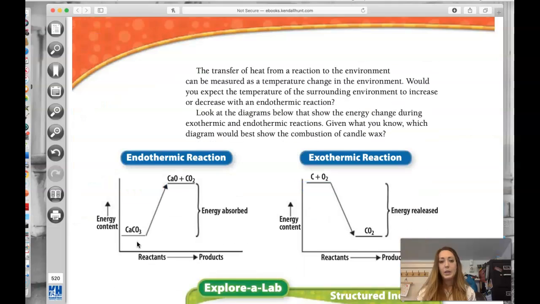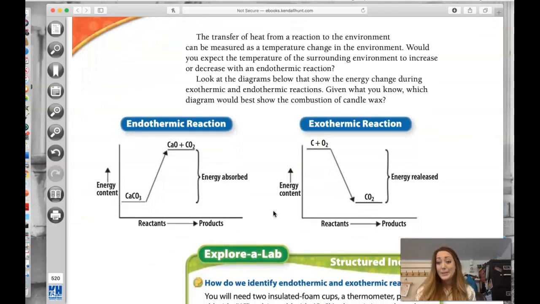Okay, that's a lab we're going to do. The transfer of heat from a reaction to the environment can be measured as temperature change in the environment. Would you expect the temperature of the surrounding environment to increase or decrease with an endothermic reaction? Look at the diagrams below that show the energy change during exothermic and endothermic reaction, and given what you know, which diagram would best show the combustion of candle wax?